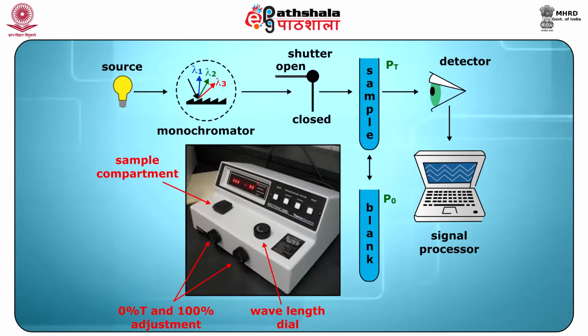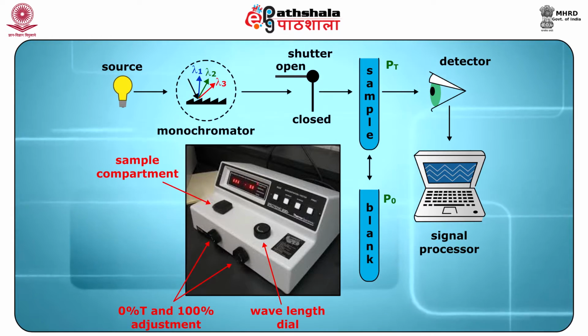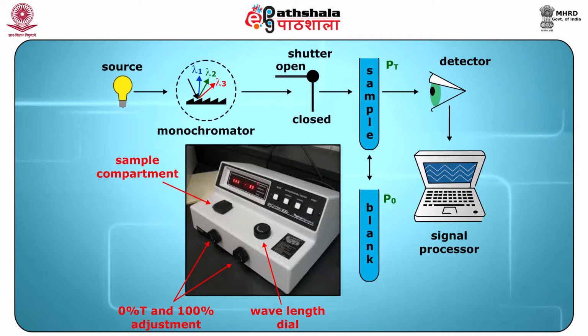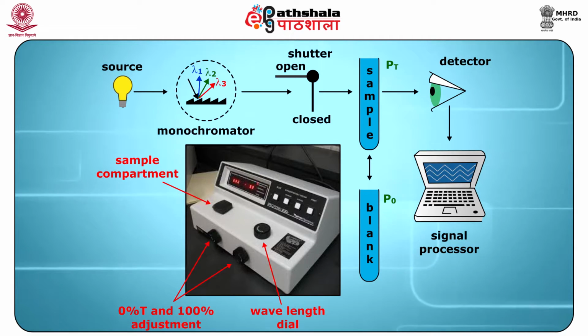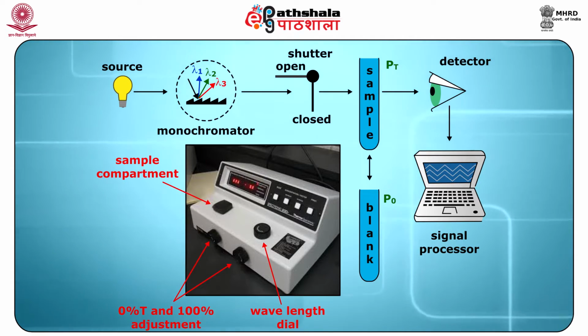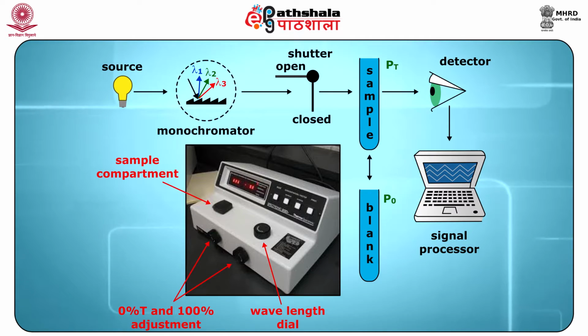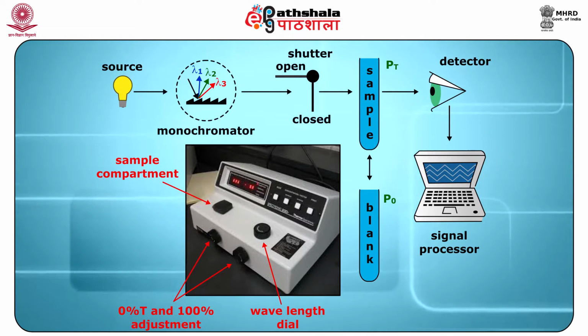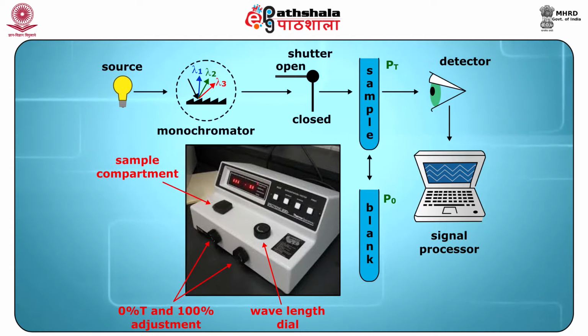Here the figure shows how the spectrophotometer works, wherein we have a source which passes through a monochromator, passing further through the shutter and the sample, and finally to the detector. The schematic representation of the single beam spectrophotometer hence explains the working of the given instrument.